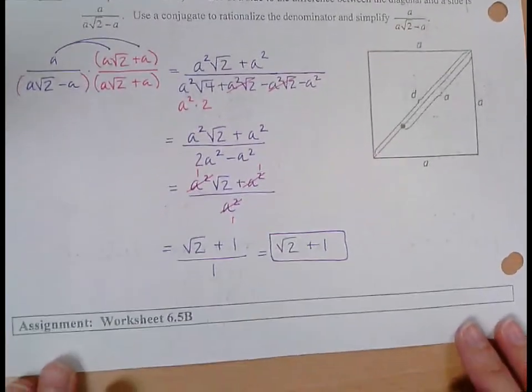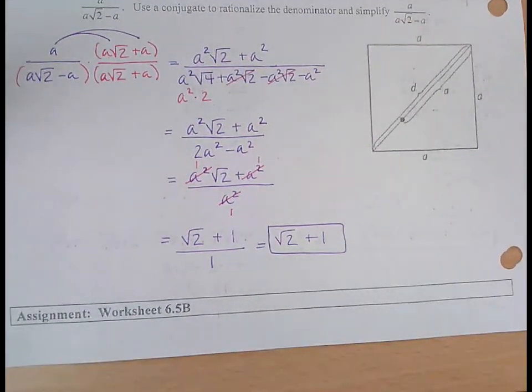I'll give you a hint while you're working through it too. When it's fully simplified, all of the A's should be gone. There will be no A's in your answer when it's fully simplified.